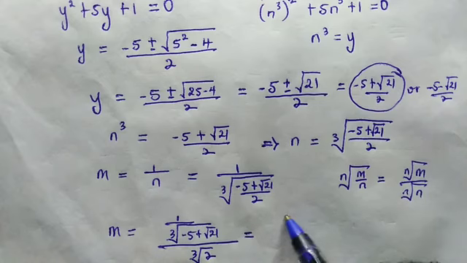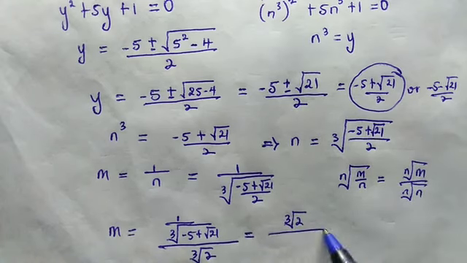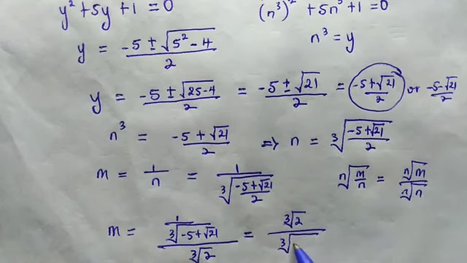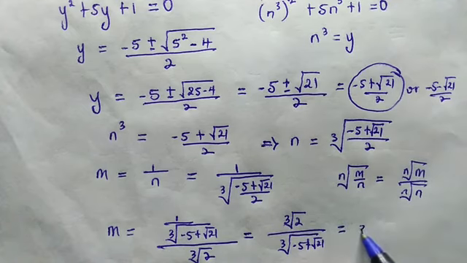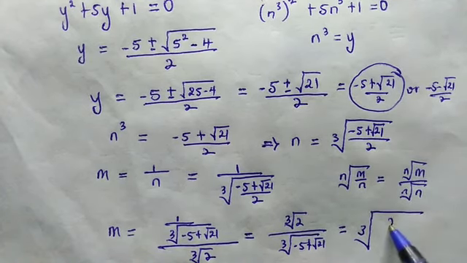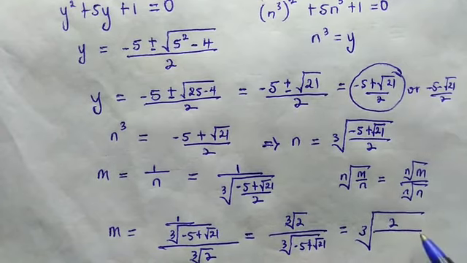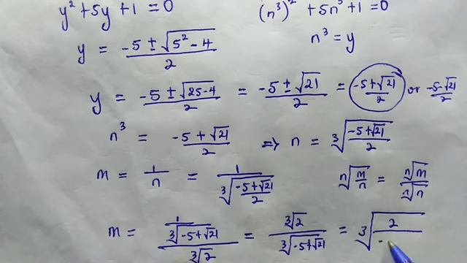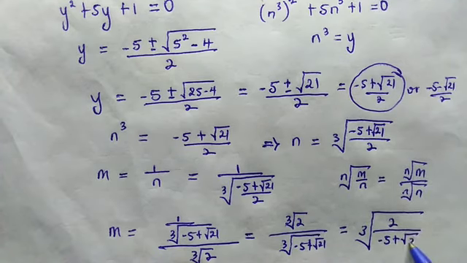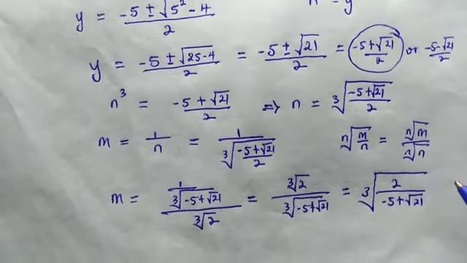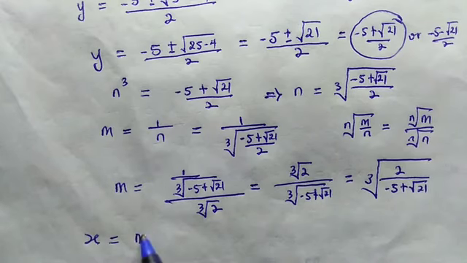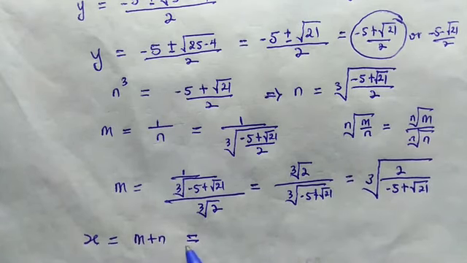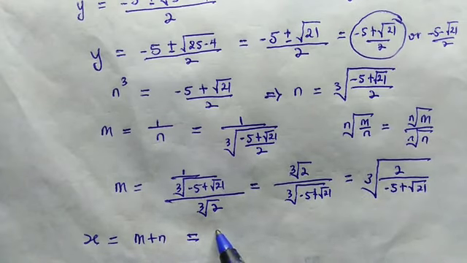And simplifying this, we get the cube root of 2 all over the cube root of negative 5 plus root of 21, which is the same as the cube root of everything under the cube root sign. That will be 2 all over negative 5 plus root of 21. Amazing, right? Okay, now let us recall that actually the real value of x will be obtained when we sum m and n.